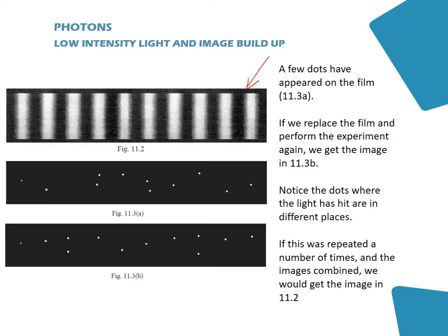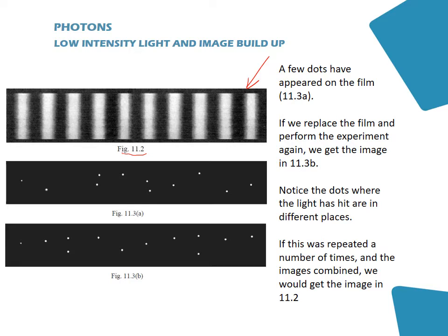And so what would happen is if we kept repeating this over and over and over and combining the image, then it would start to build up the top image that we're seeing there. So it wasn't straight away happening that this figure 11.2 was occurring. It was building up over time when we're using really low levels of light.